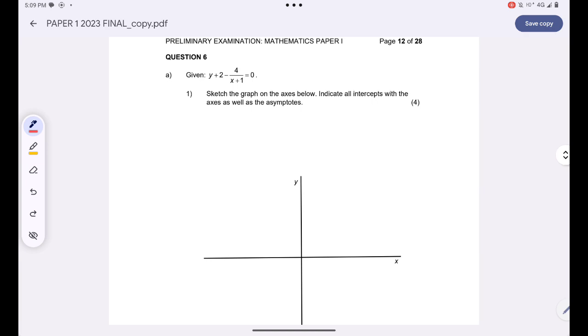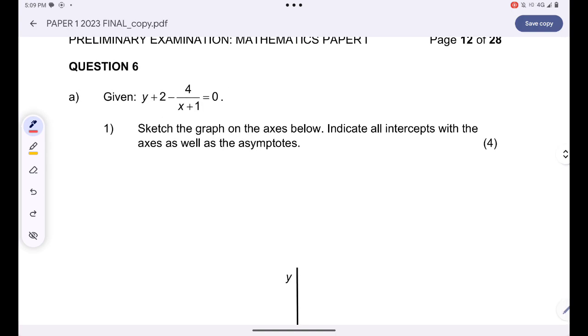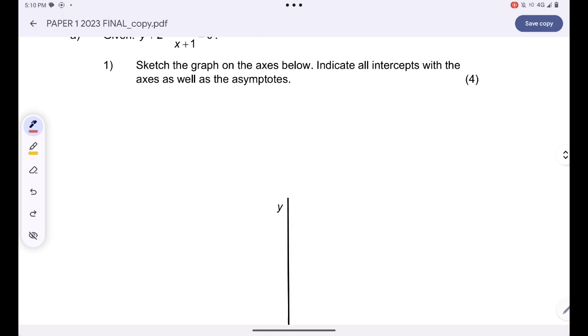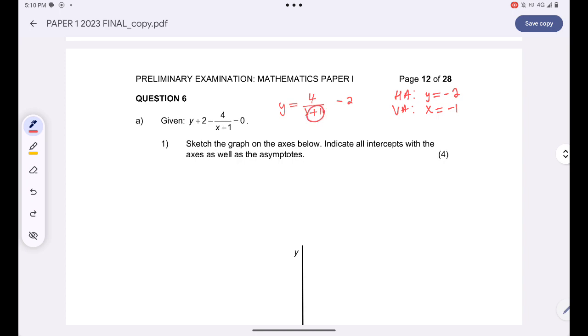The first thing I need to do is to make sure that I isolate y so that I can have the equation of my graph in standard form. This graph can be written as y is equal to 4 over x plus 1, minus 2. Are you together? So I now know that my horizontal asymptote is y is equal to negative 2, and my vertical asymptote is x equal to negative 1. For x I must change the sign.